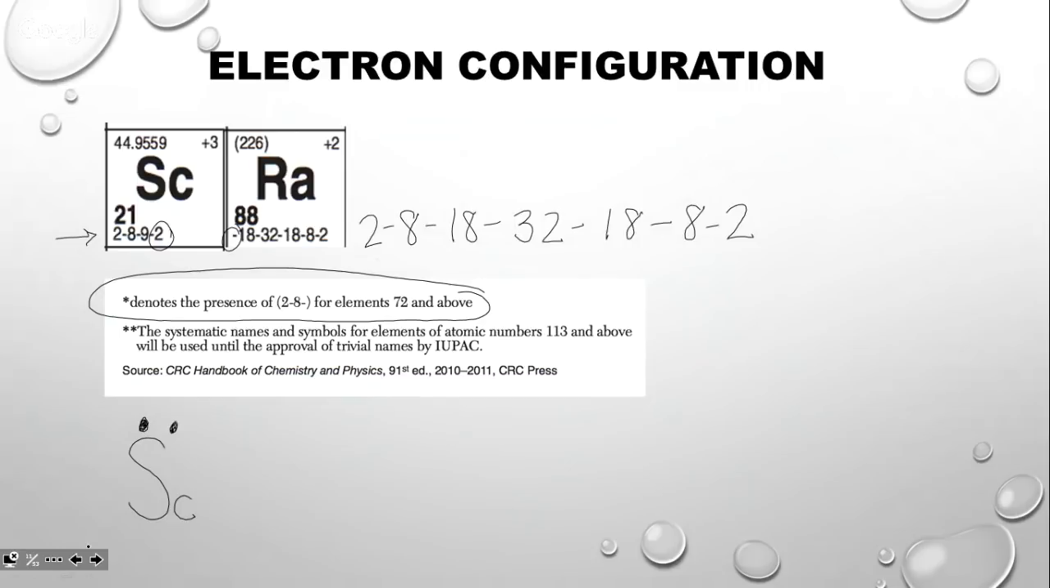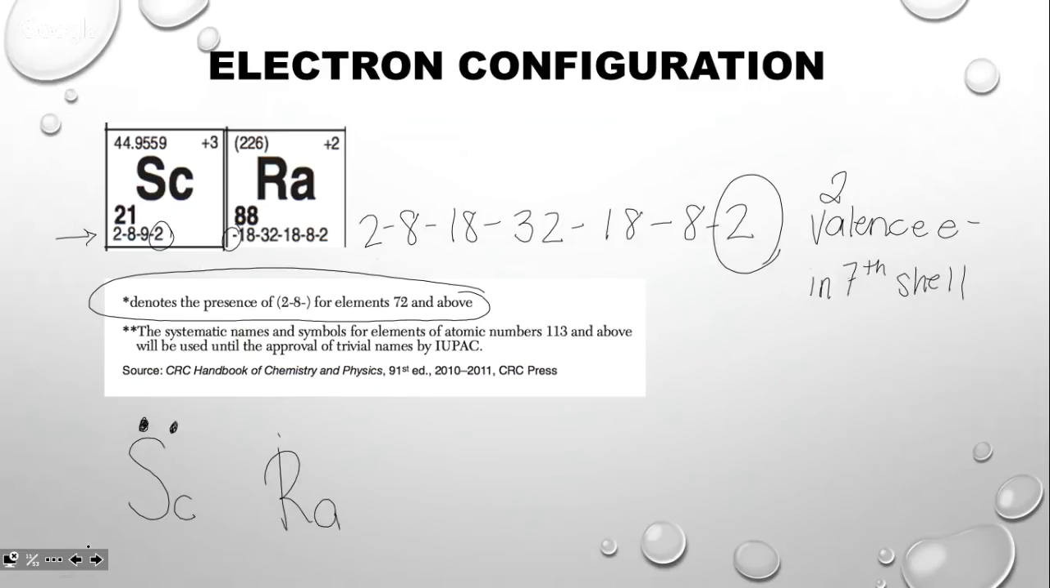So that means that radium has 7 shells of electrons. Its 2 valence electrons are in the 7th energy level, or the 7th shell. So radium has the same number of dots in its dot diagram because they each have 2 valence electrons, and that would mean that we would draw the dot diagrams the same way with just different symbols in them. But remember that for any element starting at number 72 or after, this 2, 8 is really at the beginning of the configuration.